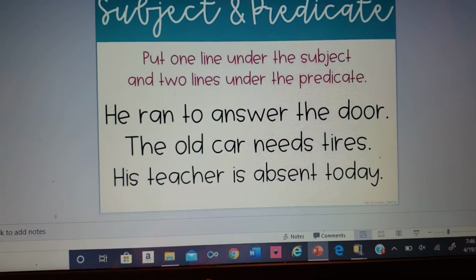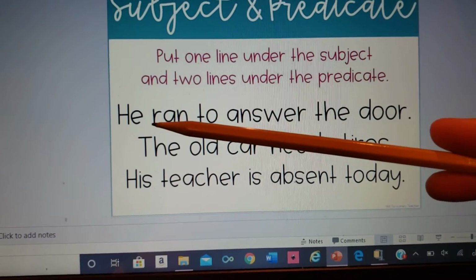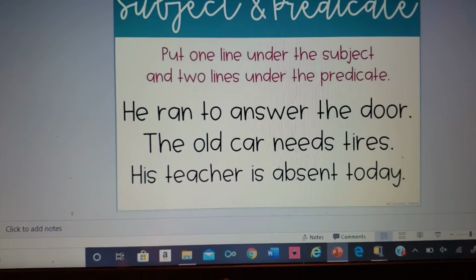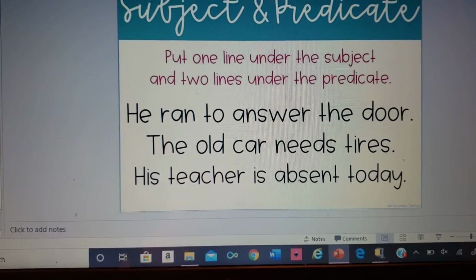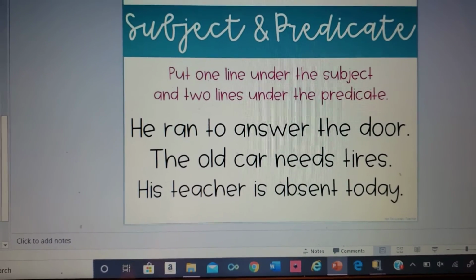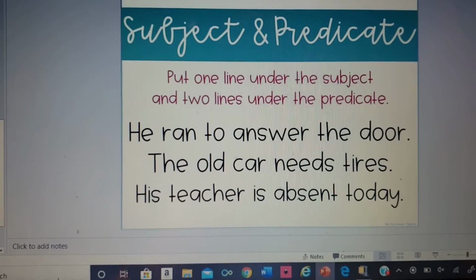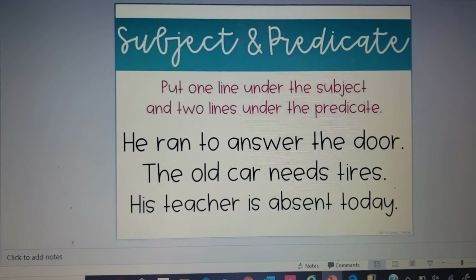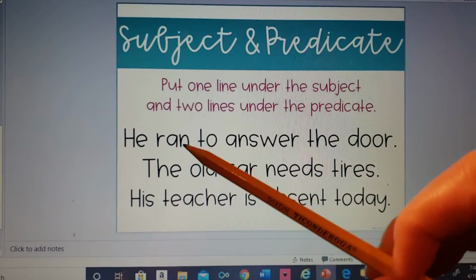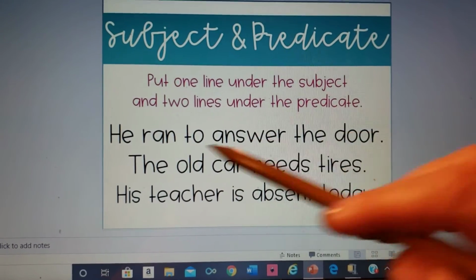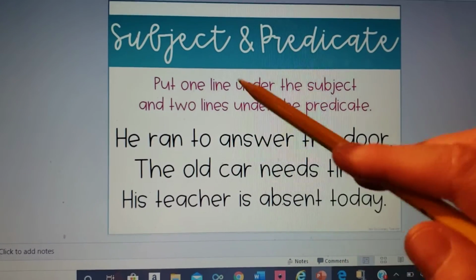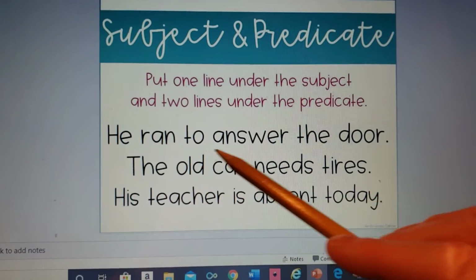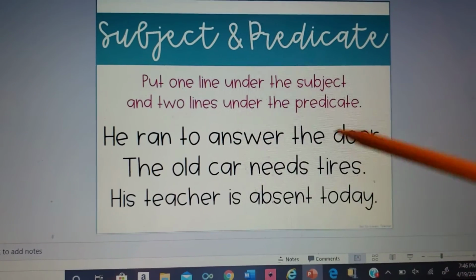All right, so let's do one more together. He ran to answer the door. What is the subject of the sentence? Well, if the subject tells who, I'll give you a minute to think. He is the subject. And what is he doing? The predicate is going to tell us what's happening. The complete predicate would be ran to answer the door. So the directions here say put one line under the subject and 2 lines under the predicate. So I would put 1 line here, 2 lines here. Ran to answer the door.